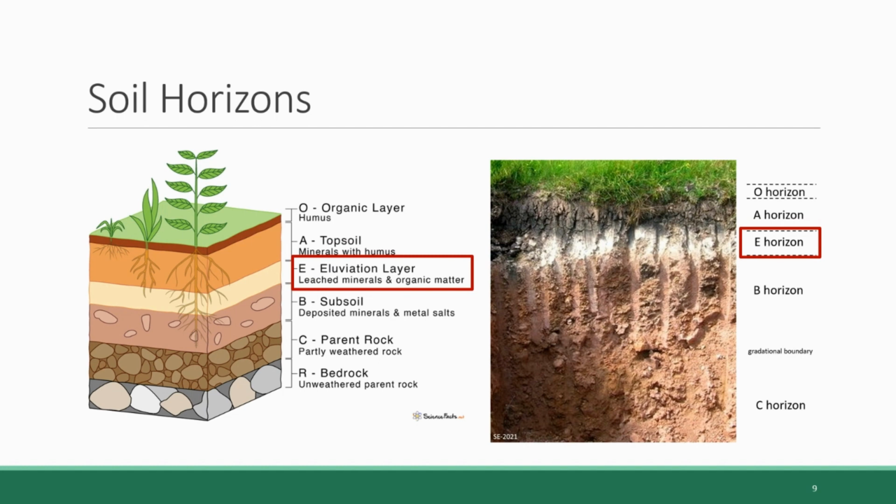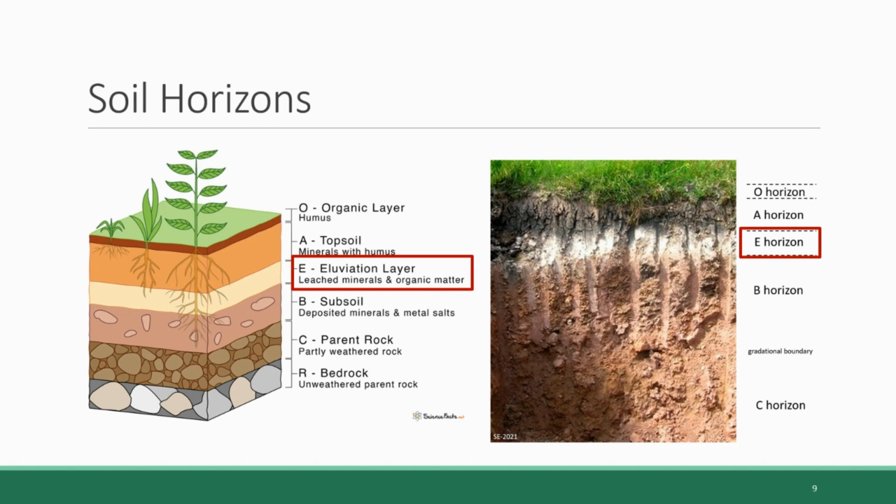The word eluviation is used to refer to the washing out of materials, primarily minerals and nutrients, from the soil by water. So the eluviation zone is this area below the A horizon that's marked by sort of a bleached appearance. You can see that in the figure on the right, because in this stripe, the nutrients have been washed out as water makes its way deeper into the soil profile.